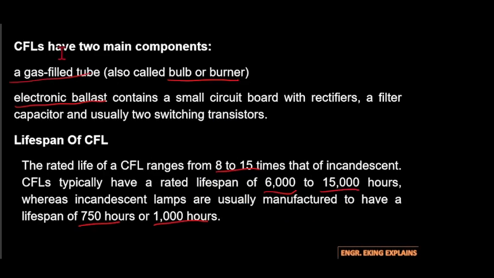Okay, so CFL has two main components. So the gas-filled tube, yung naka-curve na tube, either spiral or U. So yan yung kadalasang design ng tube ng ating CFL. Spiral or naka-U, so kaya ang ibang tawag sa CFL is the U bulb or the spiral bulb. Electronic ballast contains a small circuit board with rectifiers, a filter capacitor, so yan yung ating starter, and usually two switching transistors.